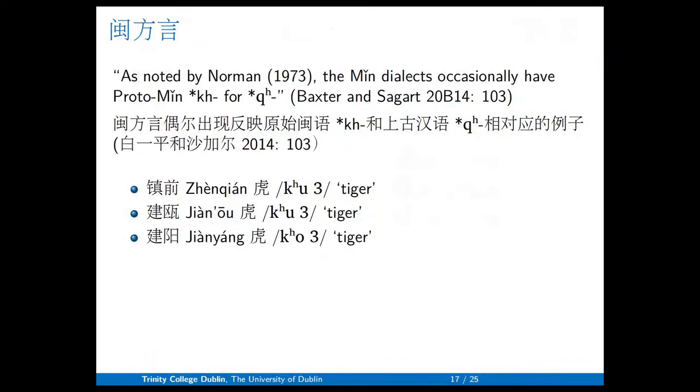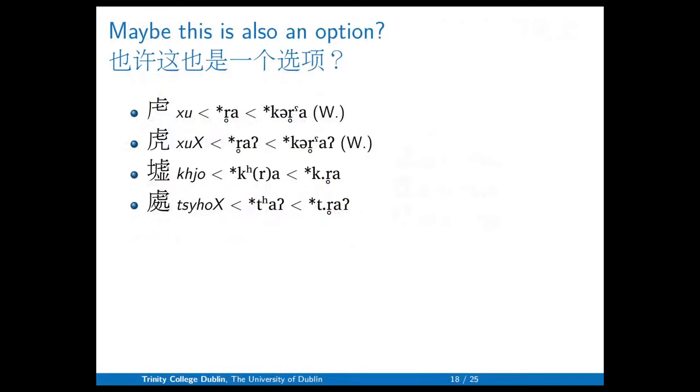Just pause on this one, just to remind you. So now I need to change my reconstructions to somehow explain these Min dialects. And I'm not going to invent some whole new system of Old Chinese reconstruction. So instead, I just ask, okay, Baxter and Sagart don't do it, but according to their rules, according to their system, what am I allowed to do? Can I keep what I've done so far with the R and also explain the Min forms following their system, but not following their choice of how to reconstruct Hu? So these are the Min forms, and then this is what I propose.